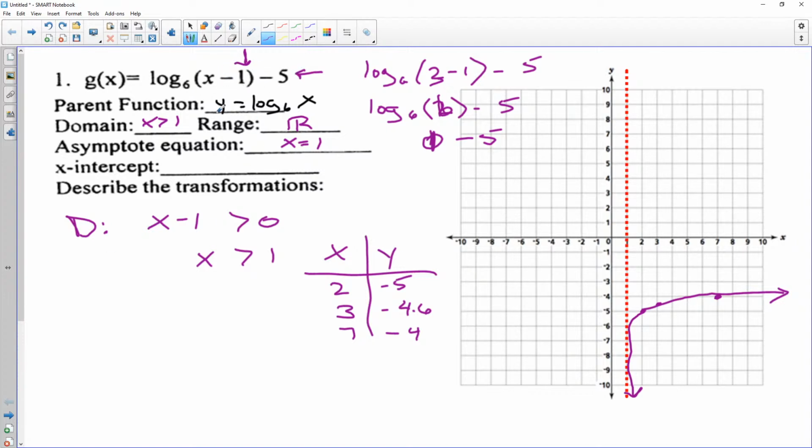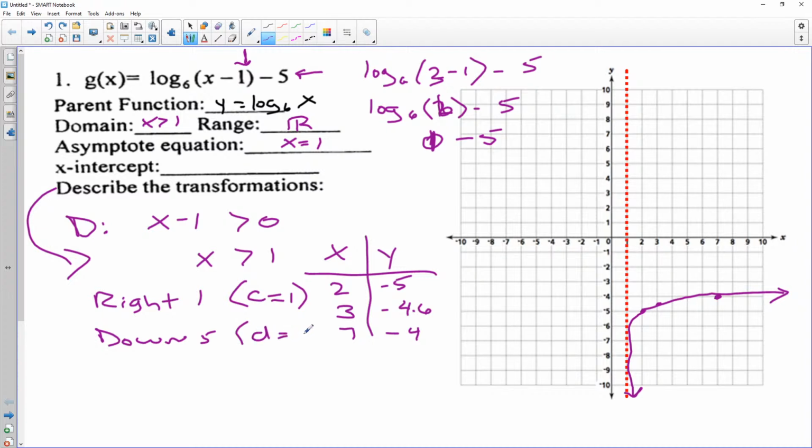Those are the transformations that I described based on my c value and my d value. So for my described transformations, it's going to go to the right by 1, and that's because of a c value that's equal to 1, and it's going to go down by 5, and that's because of a d value that's equal to negative 5. So these are my 2 transformations.